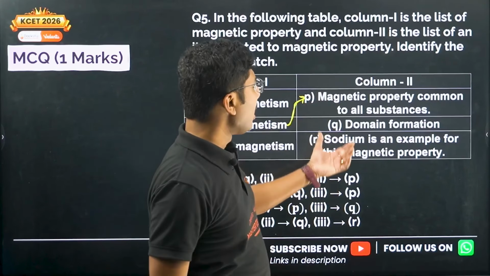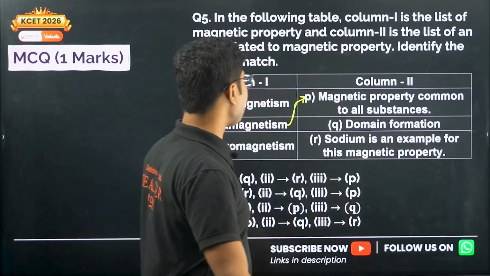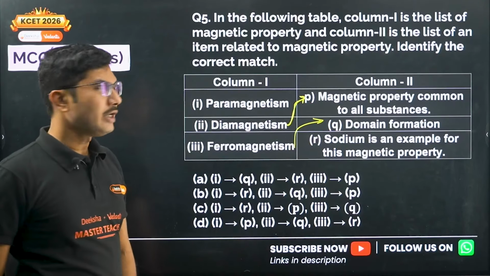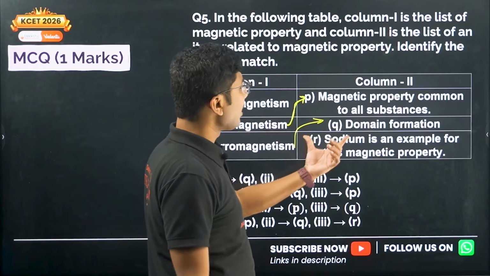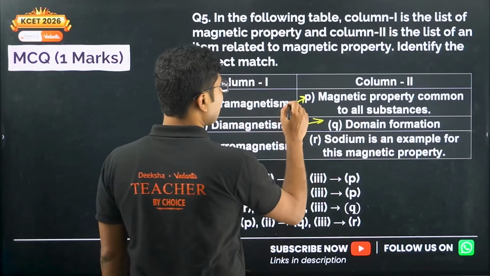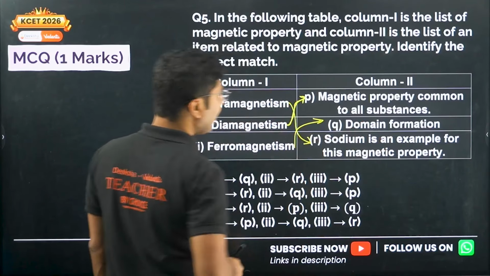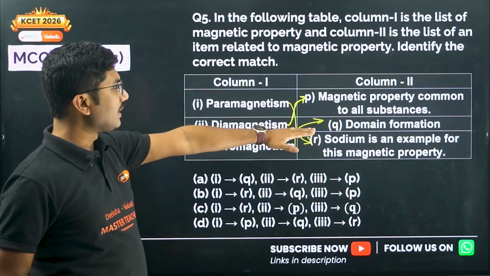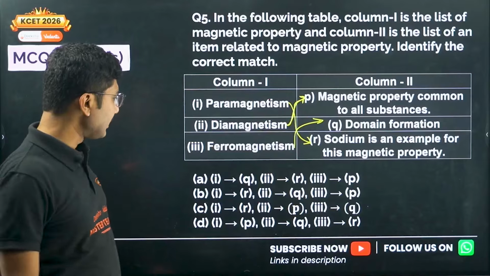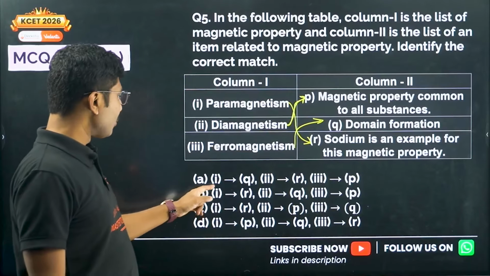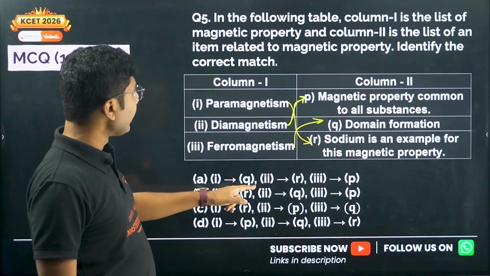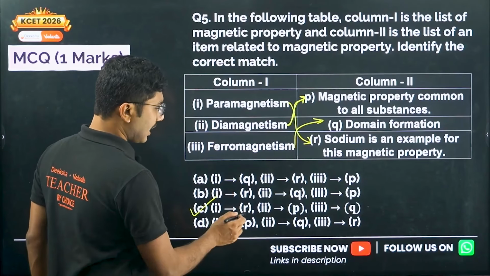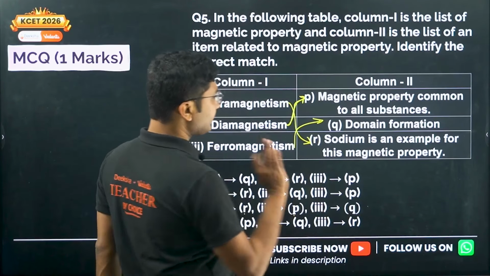Let's see the next point. Domain formation happens only in ferromagnetic material. So what is left? Sodium is an example for this property, that will definitely be paramagnetic. So we get 2 with P, 3 with Q, and 1 with R. So 1 is R, 2 is P, which means the correct answer is option C: 1 is R, 2 is P, 3 is Q.